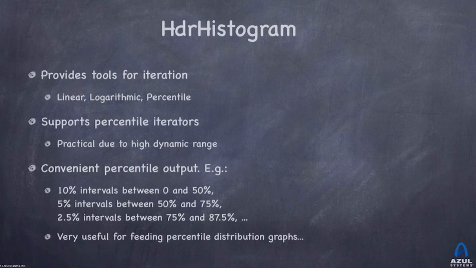You tell it how many ticks per half it should have. So I usually use 5 ticks per half, which means 10 percentile, 20, 30, 40, 50. That's half, half to 1. Then it goes to half that. So the next half to 75% will also have 5 ticks. So it'll go down to 5% steps, then 2.5% steps.